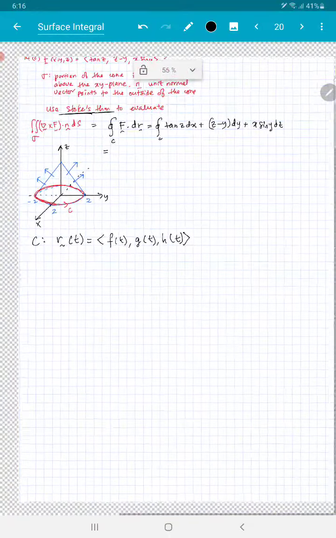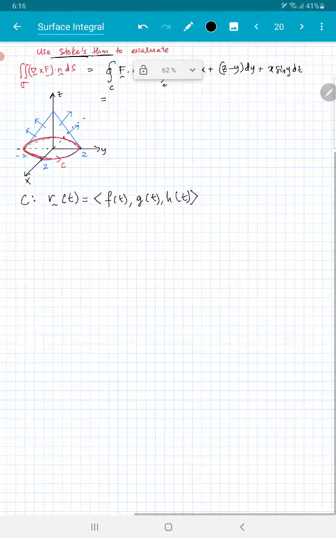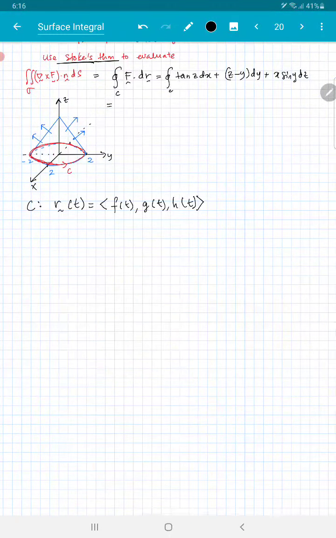Okay, now if you look at our curve C, it is a circle on the xy plane. So on the xy plane, the z component is always 0. So from here straight away we can tell that the z component is 0, so we only need to find the x and the y component. We want x in terms of parameter t and y in terms of parameter t.